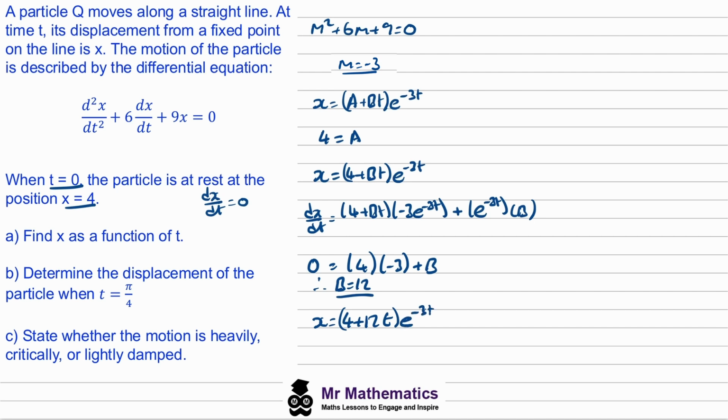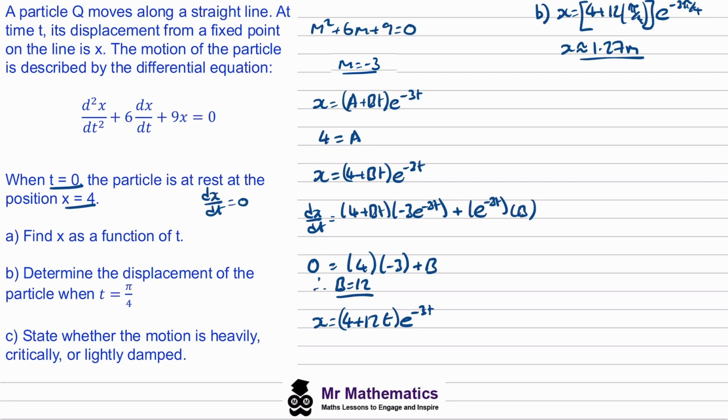So that's part A. For part B, we need to use this particular solution to work out the displacement when t equals pi over 4. So x will equal 4 plus 12 times pi over 4 multiplied by e to the negative 3t, so negative 3 pi over 4. And when we work this out, we get x to be approximately 1.27 meters.